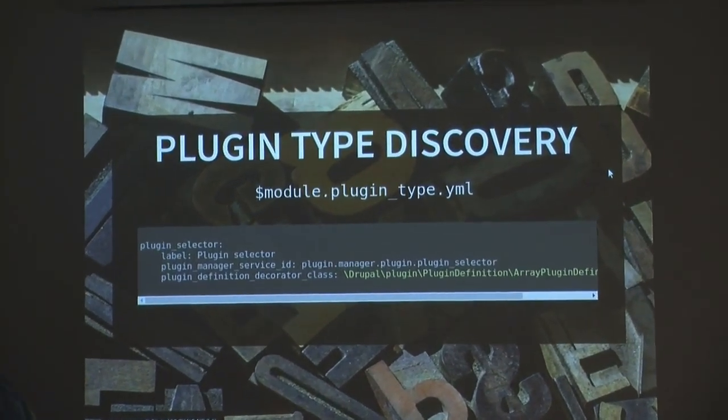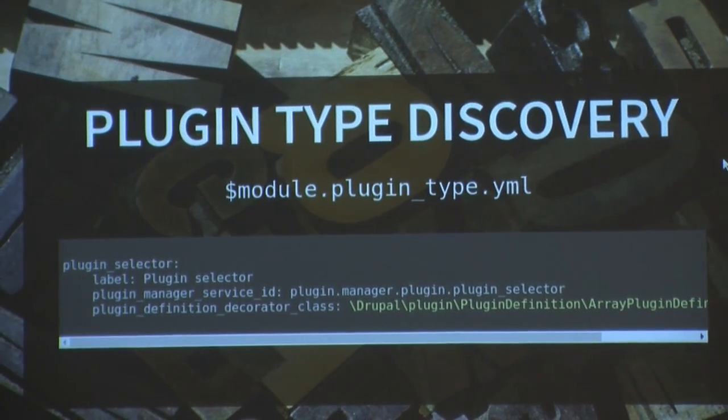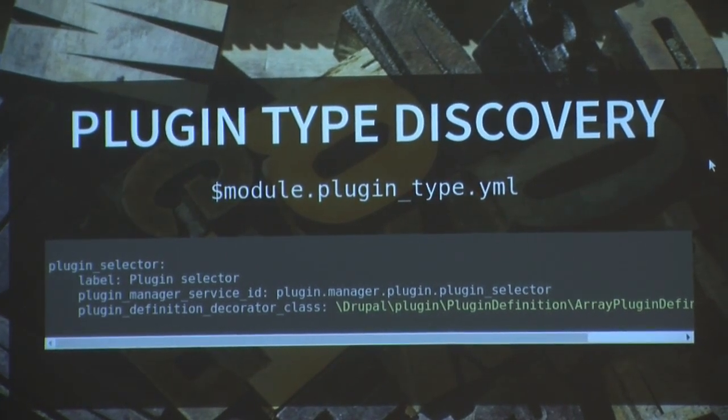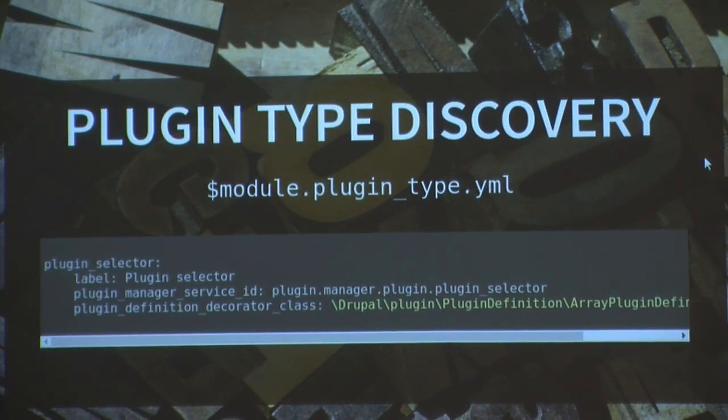But you need to know about the plugin type and the service ID of the plugin manager beforehand. If you don't know that information, you can't do anything. So the plugin module lets modules define their plugin types so they're also discoverable. If you write a plugin type.yaml file prefixed with your module name, and you put content like this in there.